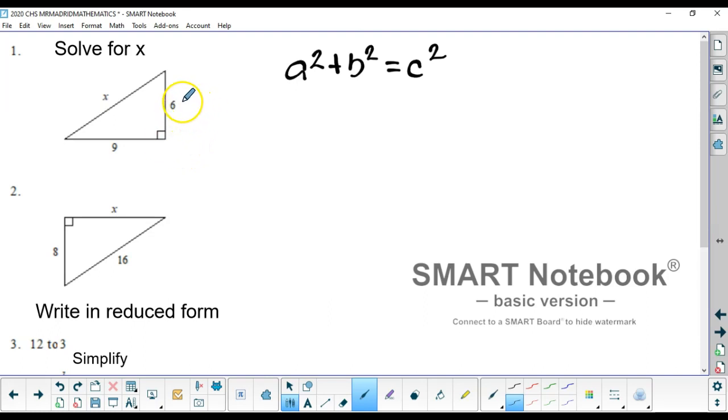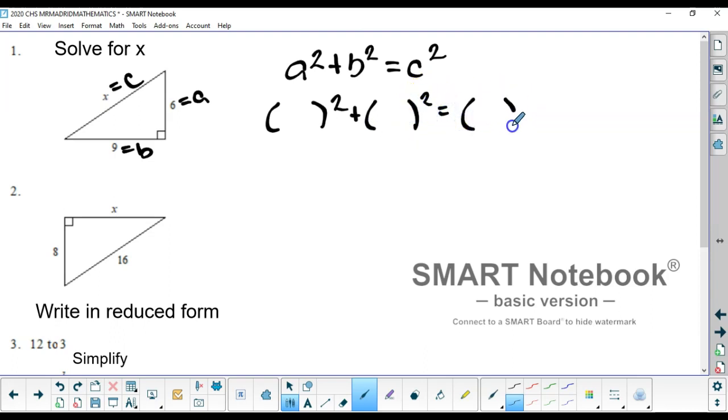Next thing is labeling. Many people think it doesn't matter, but in general, I would say A is the smaller side, B is medium, and C is definitely the larger. So next we're going to substitute into A, B, and C appropriately, right? So we got 6, 9, and x.